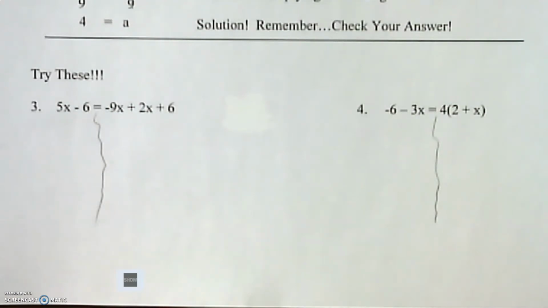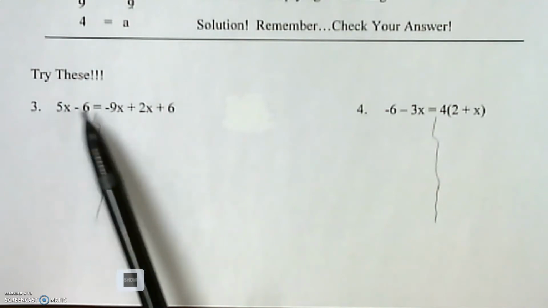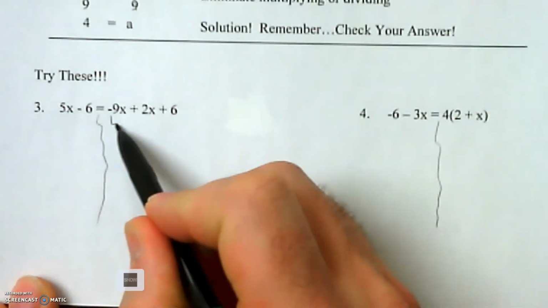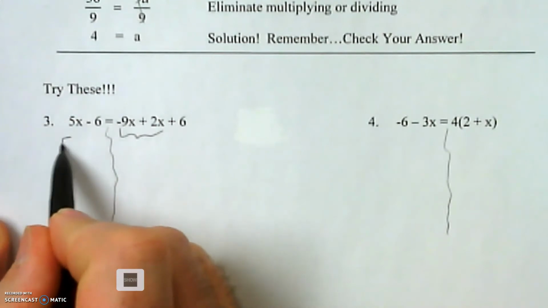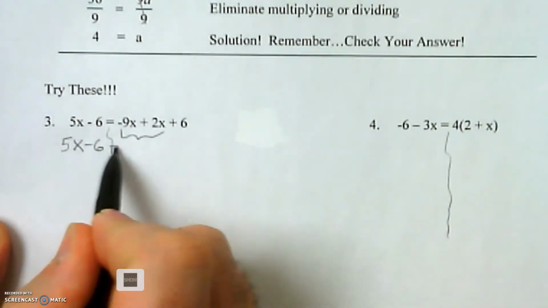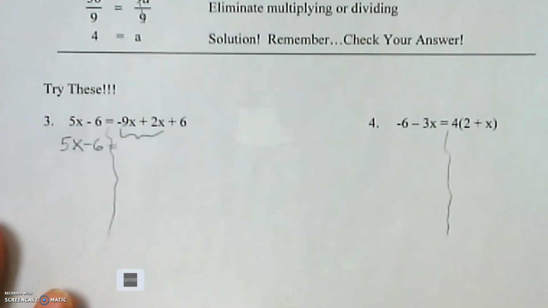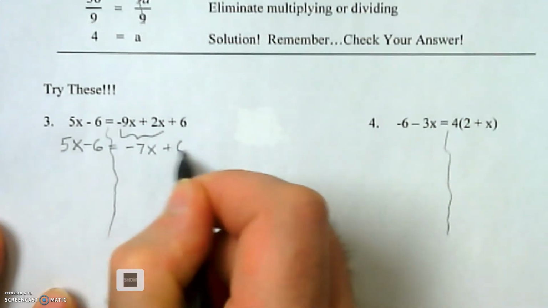Now it looks a little different. So what I want you to think on these is look on the left side of the equal sign and you see 5x and a 6. You can't combine them. But if you look on the right, you see negative 9x plus 2x. They are like terms. Our first step here is to combine them. Okay, so I'm just going to recopy what's on the left. And on the right, negative 9x plus 2x, remember, look on the left, is negative 7x. Don't forget the plus 6.